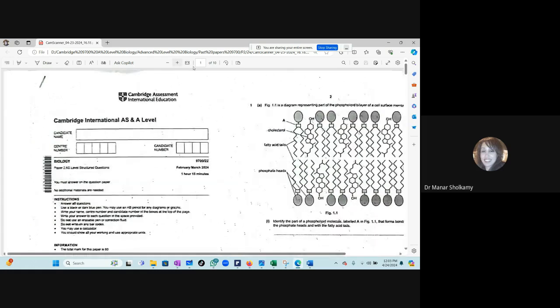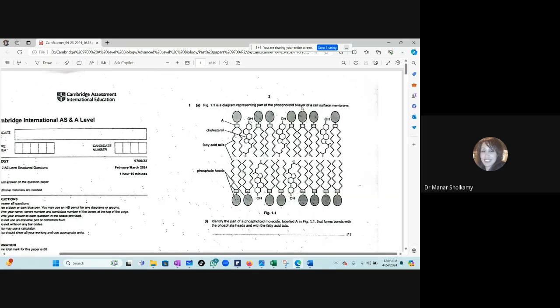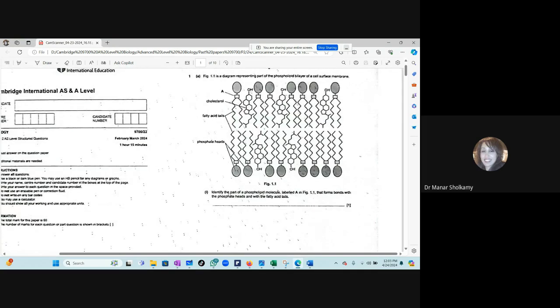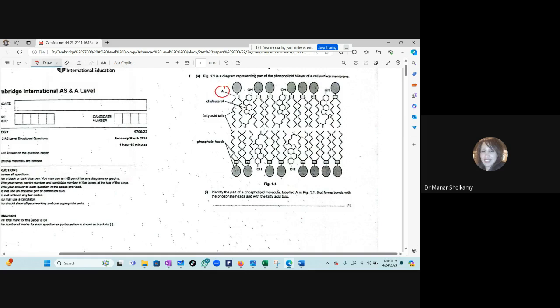Now, this is a diagram, and I'll try to zoom in so we can see better, representing part of the phospholipid bilayer of a cell surface membrane. Identify the part of a phospholipid molecule labeled A in figure 1.1 that forms bonds with the phosphate heads and with the fatty acid tails. So what is this part? A, what is A?